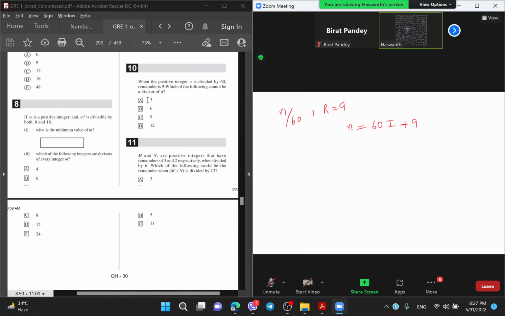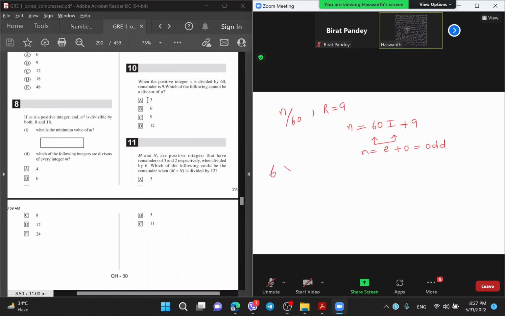So any number of the form 60 into some integer plus 9 will be an odd number, because 60 is an even number. Even number into any integer is even, plus 9 is odd. Even plus odd, the resultant value will be odd. So n is an odd integer.